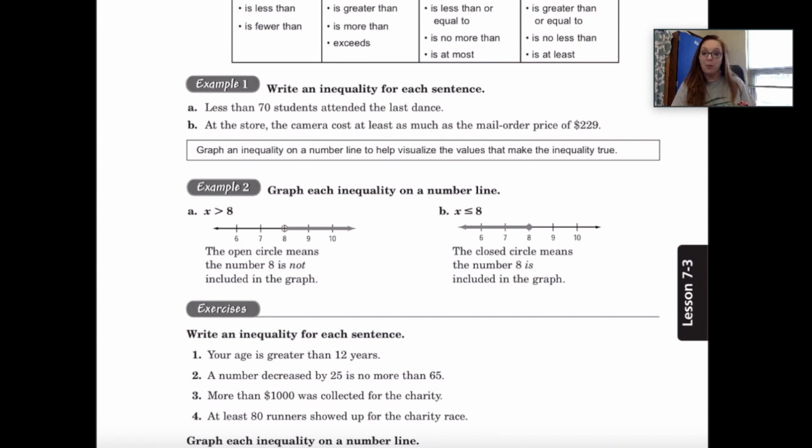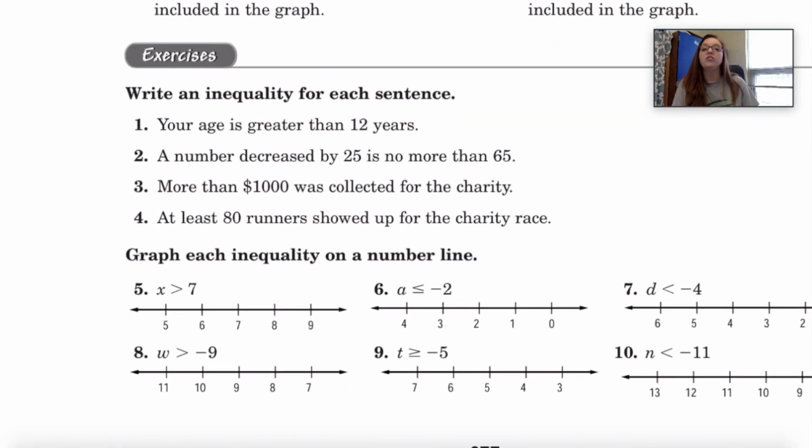Okay, now that you've had an opportunity to read through those examples, let's do some exercises. So the first section is telling us to write an inequality for each sentence. So we're just going to do the first one together. It says your age is greater than 12 years. So we need a variable to represent the age, and your variable can be whatever you want. I'm going to use an x, so x, and then it says is greater than, so the greater than symbol, 12. So that is the inequality for number 1. Okay, so now pause the video, and you're going to do problems 2, 3, and 4.